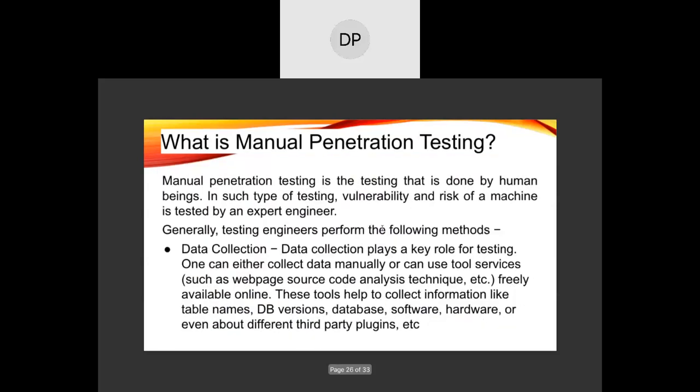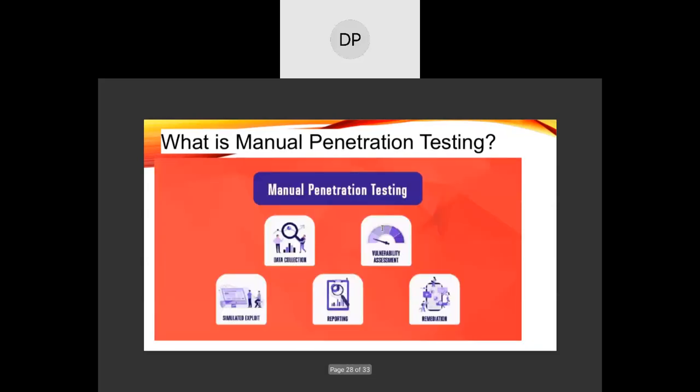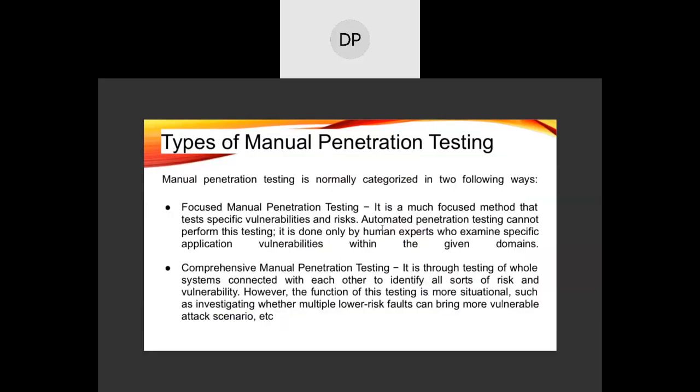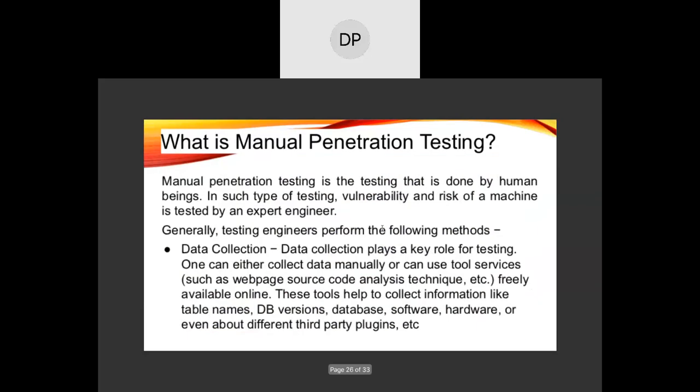And this is the figure: data collection, vulnerability assessment, simulated exploit, reporting, and remediation. So when you define manual penetration testing and you say it has four or five methods, then you have to define all of them in one or two lines. So data collection plays a key role for testing.